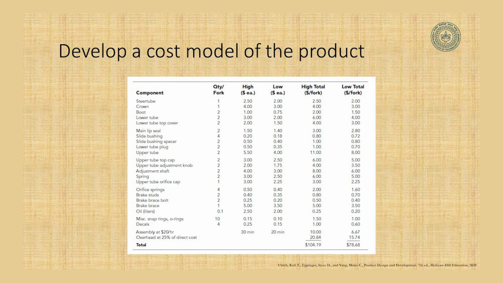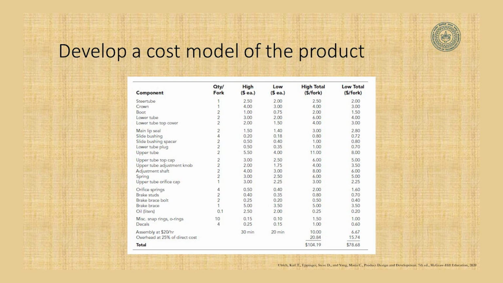The other thing you need to do after you have got your target specs is developing the cost model. So, for each component you can figure out how many of those you need, what is the estimate for the highest possible cost from all the sellers, and what is the estimate of the lowest possible cost. This is the highest possible cost multiplied by the quantity: 2.5 by 1, 1 by 2. So, that gives you 2.